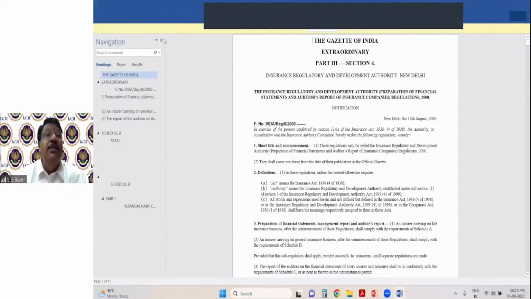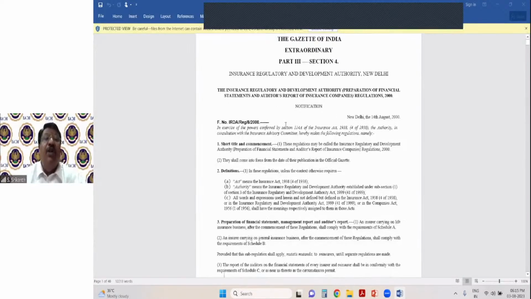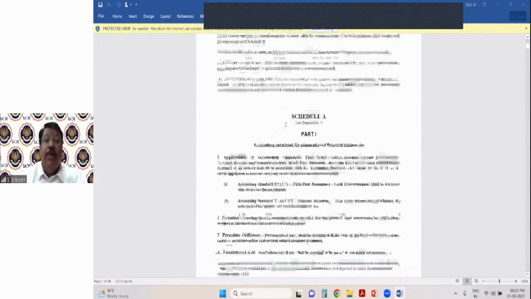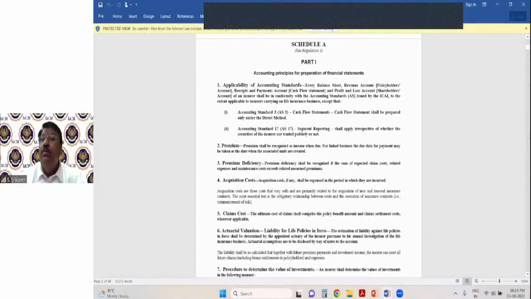Yeah, this is the IRDA, Insurance Regulatory and Development Authority, which has given a set of regulations for the preparation of financial statements. Are you able to understand? I'm not going to take you through that. I'm sorry. I'm merely saying this is what it's all about.